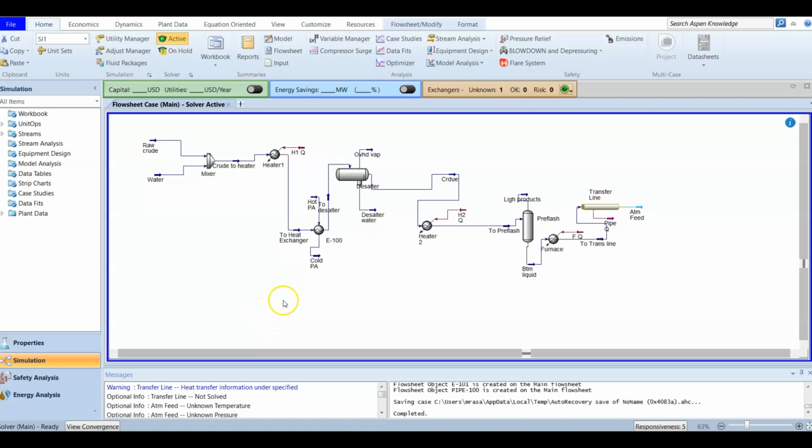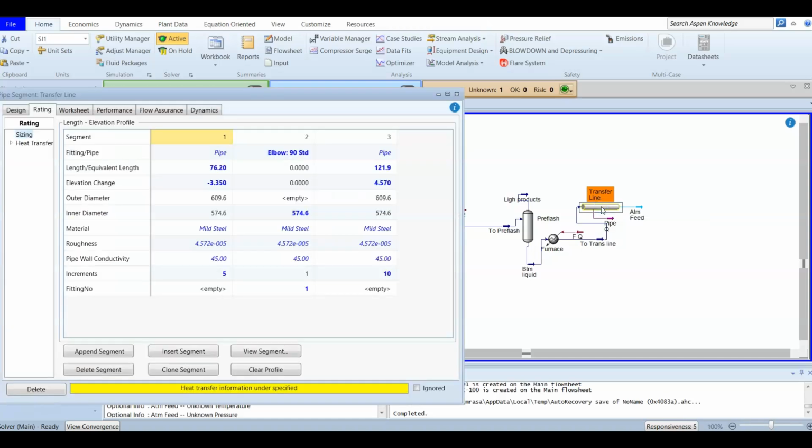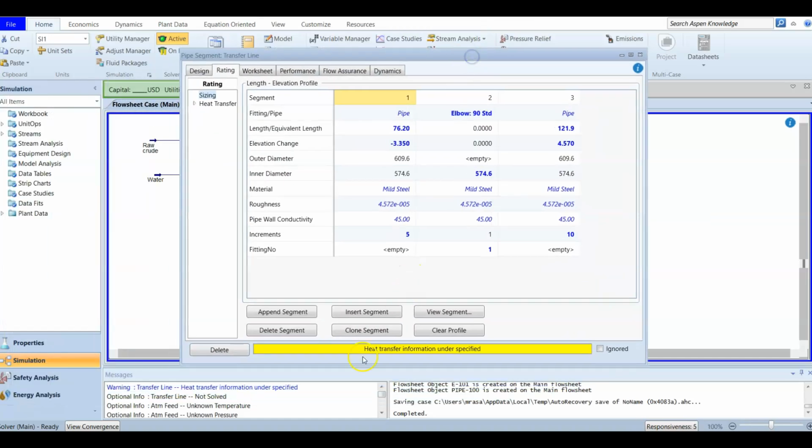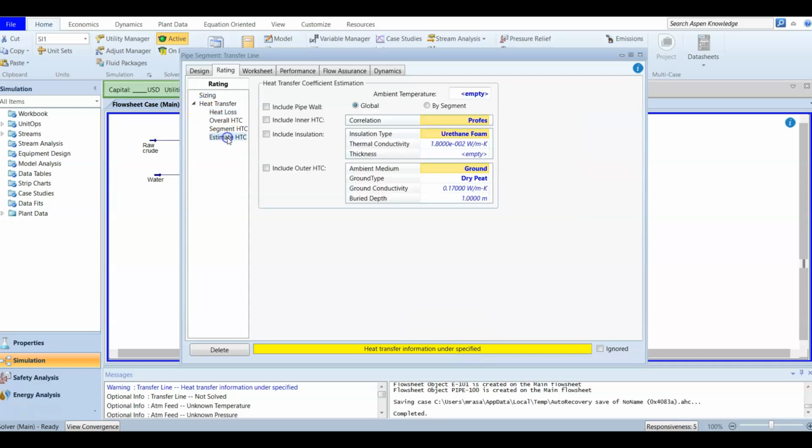Now we are going to solve our transfer pipe. This is a pipe segment and we need to add information about the heat transfer. So here from the heat transfer, most of the time we estimate the HTC. Here we are going to select the pipe wall. We include in the heat transfer the inner HTC.